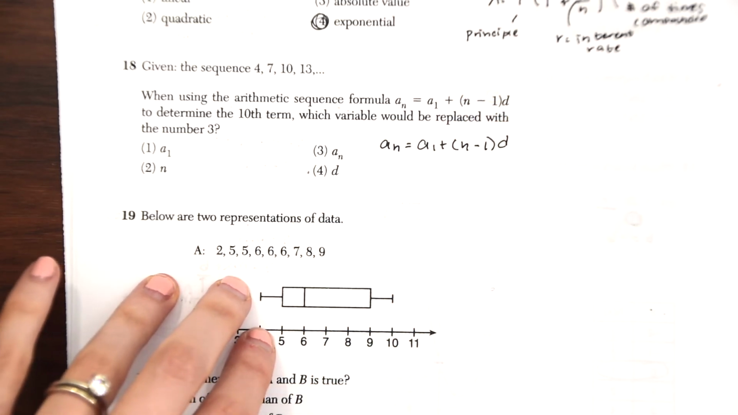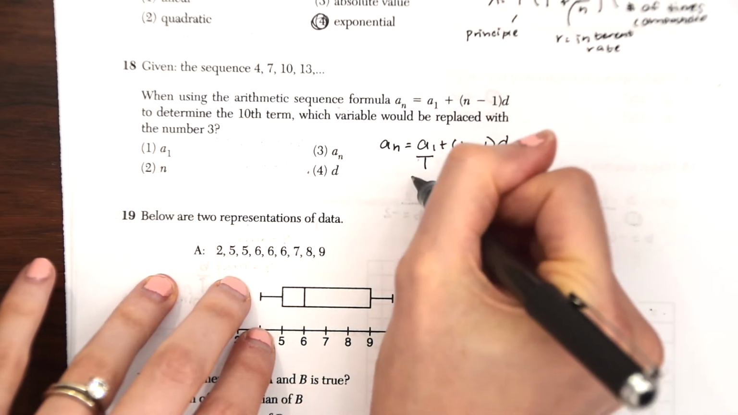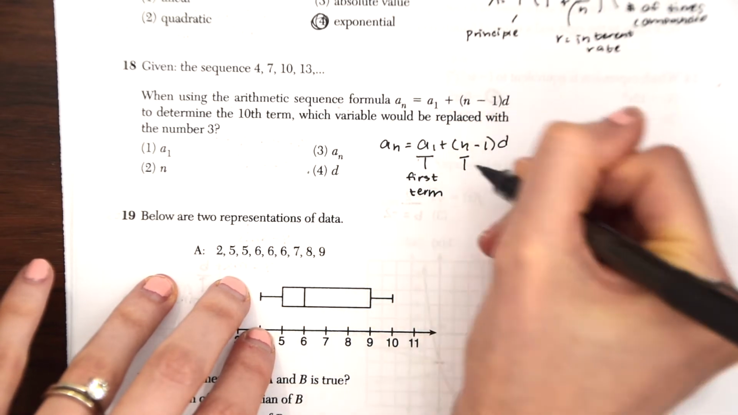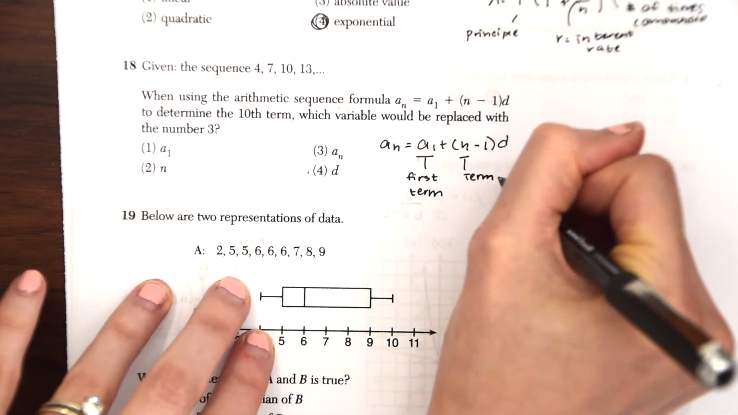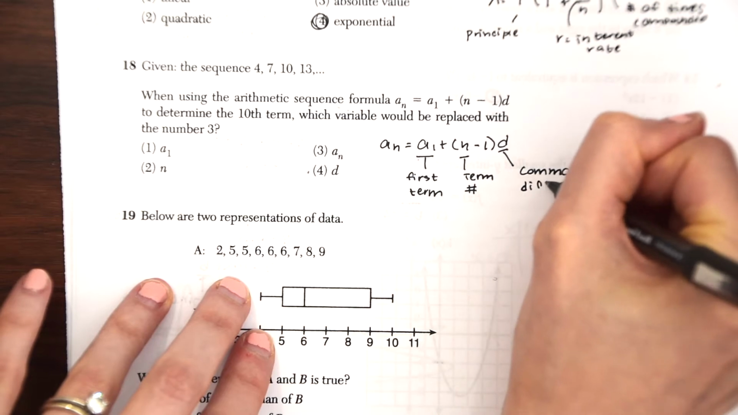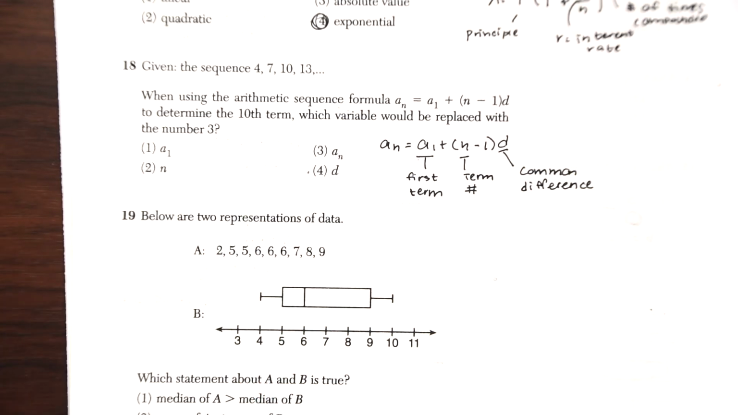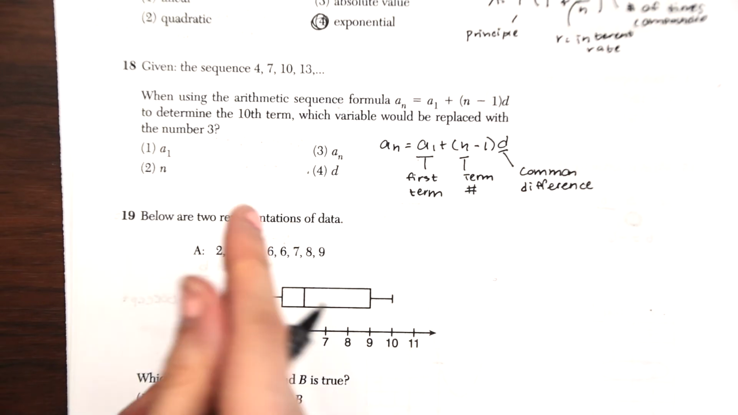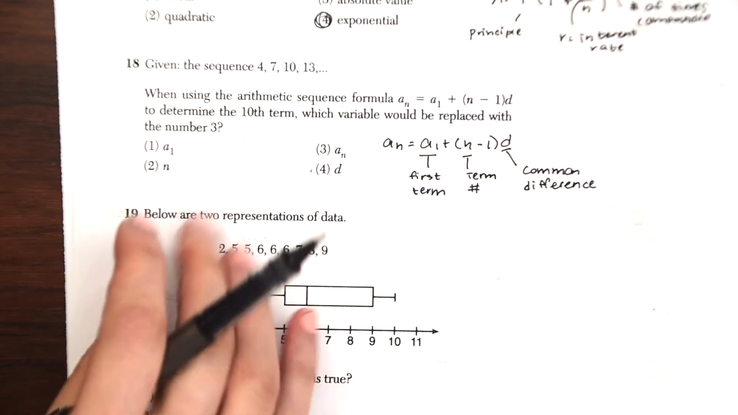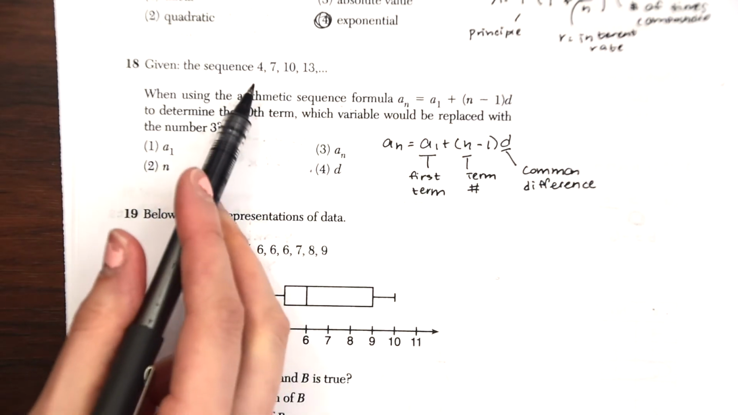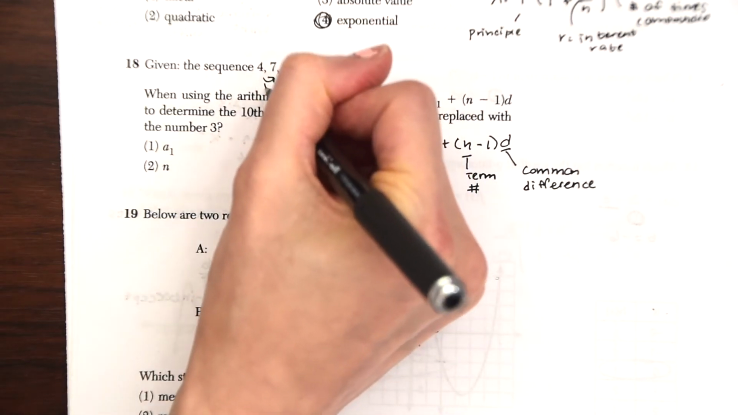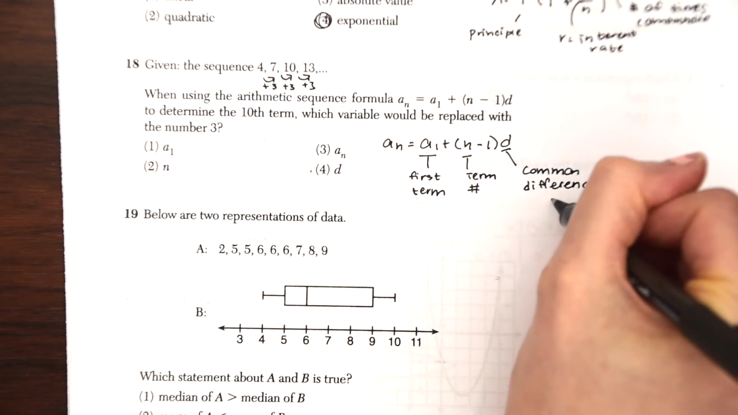So let's identify what each part means. A sub 1 is always the first term. N is the term number you're trying to find. And then D is always the common difference. The common difference is always that number that you're adding or subtracting to each number in the sequence. So in this case, that number is 3, right? Because 4 plus 3 is 7, 7 plus 3 is 10, and then 10 plus 3 is 13. So the common difference here is 3.